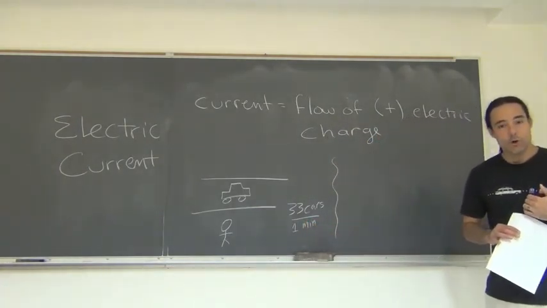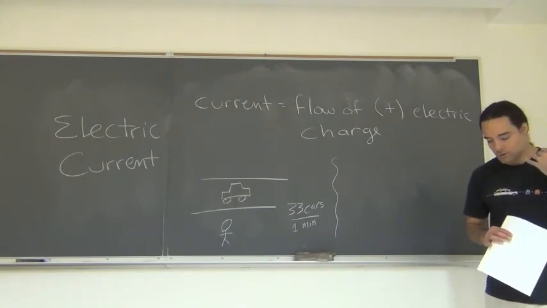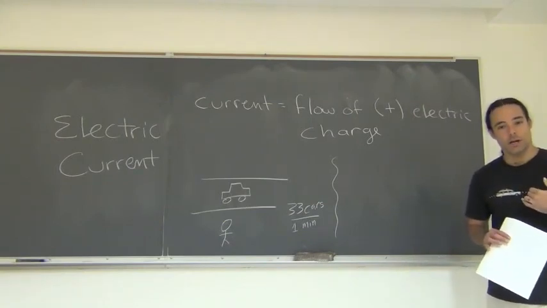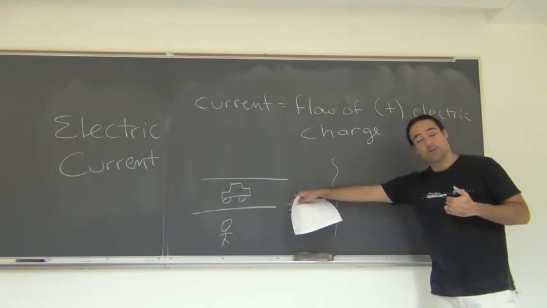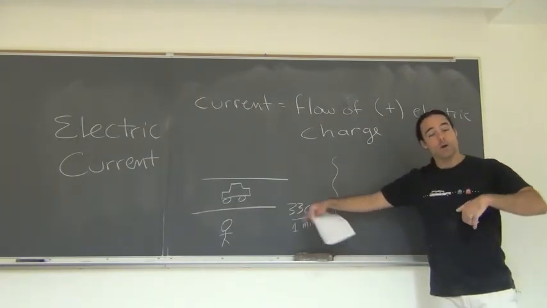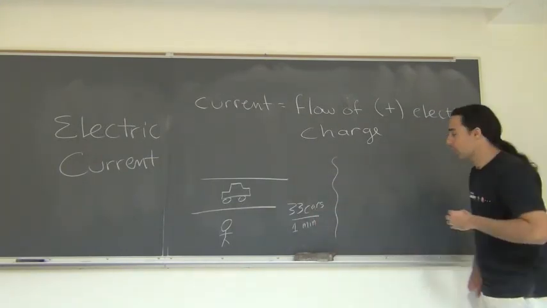Well, the same thing is going to be true. You're going to do exactly the same thing to compute electric current, except the only difference is, instead of looking at cars go by, you're going to look at the number of charges that go by.